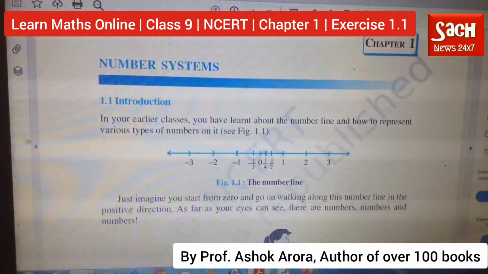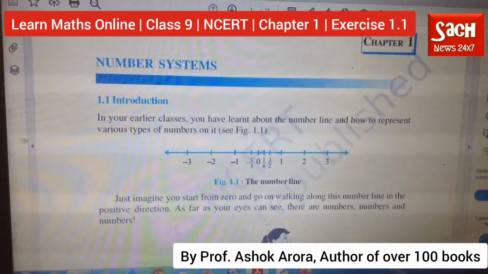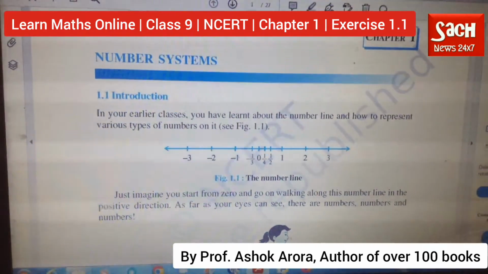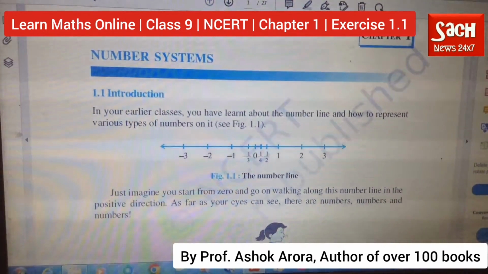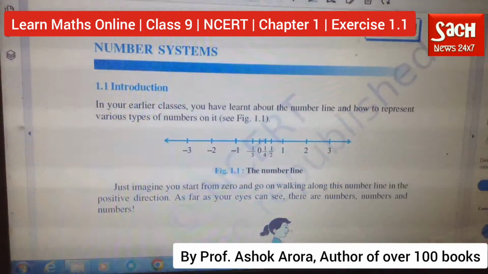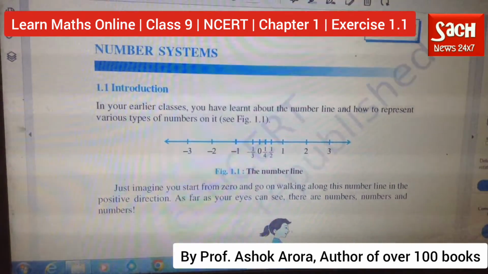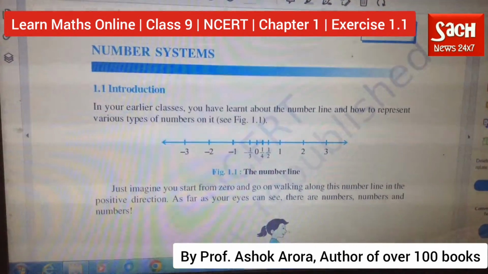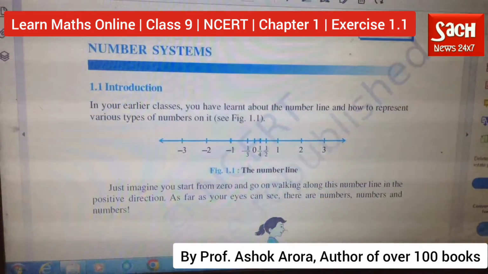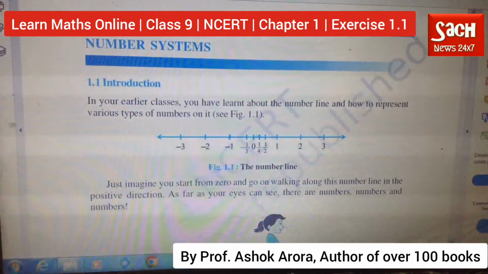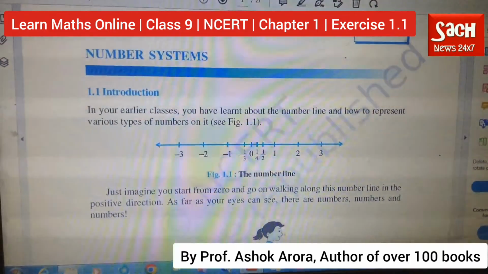Whenever you start doing maths, I always advise you to read the chapter first. We normally don't read the chapter, we just start doing the exercises. First of all, read the chapter, do the examples, and then do the exercises. We shall follow this procedure. Let's first read the chapter.